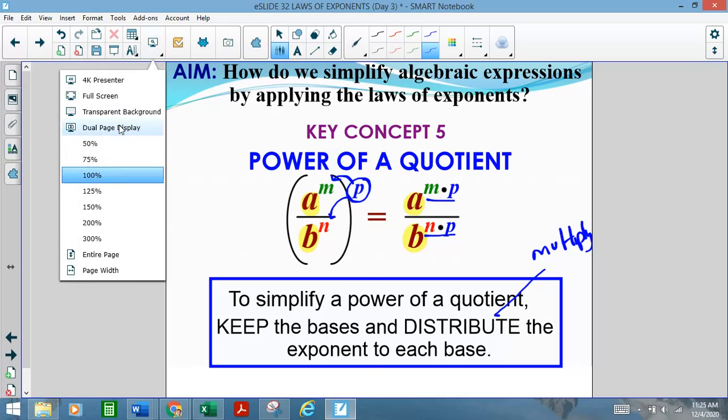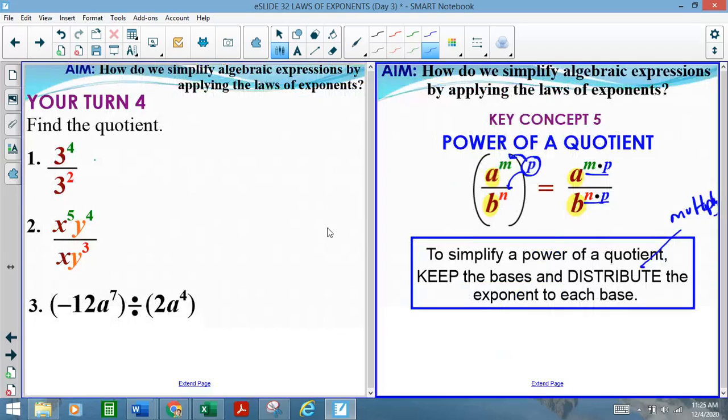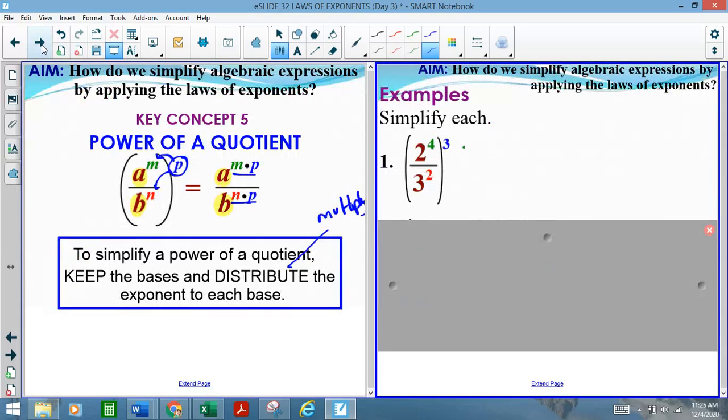Let's go ahead and put this as a dual page as we look at our next problem. So now we have 2 to the 4th power divided by 3 to the 2nd power. Again, do they have the same base? The base in the numerator is a 2. The base in the denominator is a 3. So no, they are not the same.